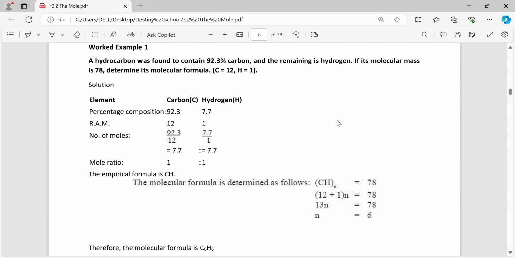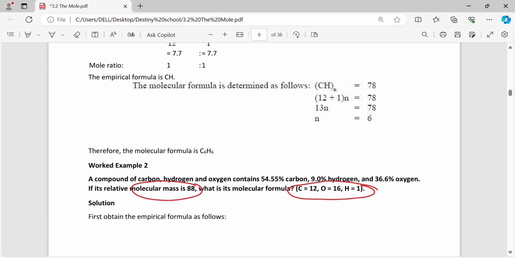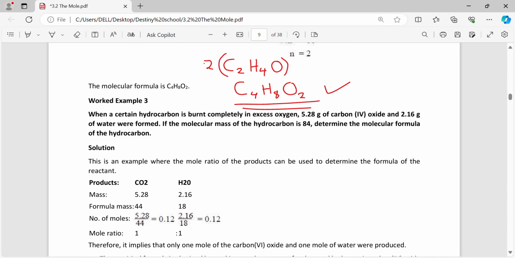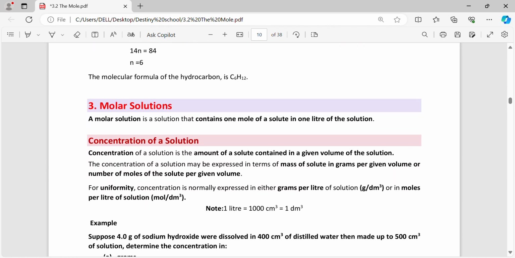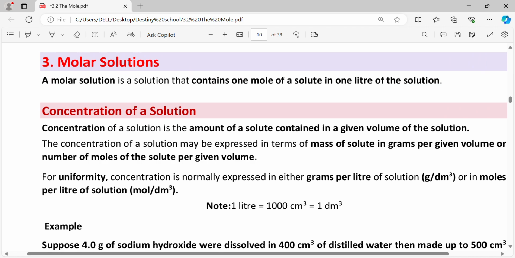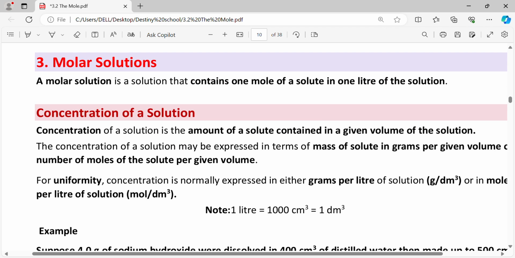So you'll write the question, you'll try to do it, then you'll compare your answer. In case you're not able to get the answer that is here, then you'll try and follow this, or you can contact me later on.